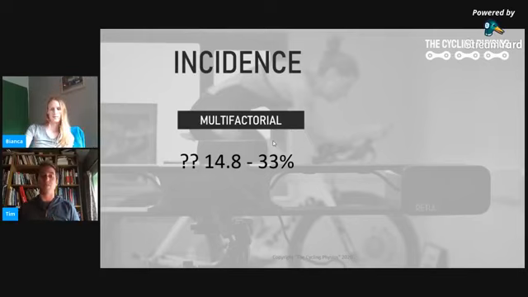But it is going to be multifactorial. So it's not going to be one thing particularly causing one type of injury. So we need to be looking at the whole person as to why they might be getting injured. Exactly.